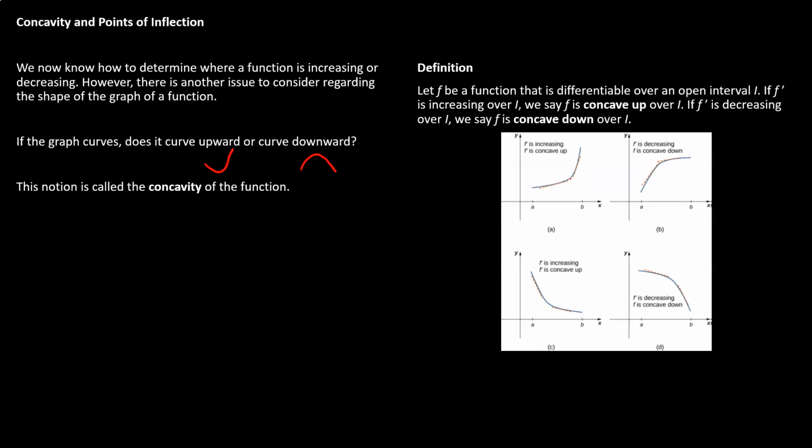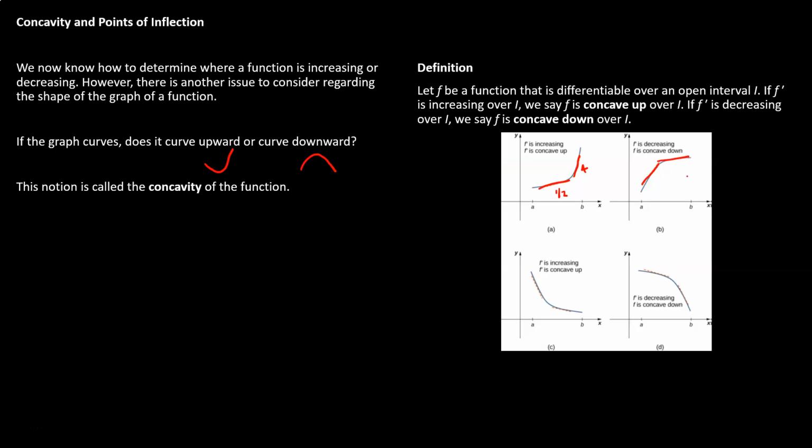Each one of these graphs shows a tangent line on top of a function. So for part A, we have a tangent line here and we have a tangent line here. We can see that the derivative is getting larger as we move down the number line. So maybe this first tangent line has a slope of 1/2. Maybe the second tangent line has a slope of 4. So the derivative got larger. The derivative is increasing.